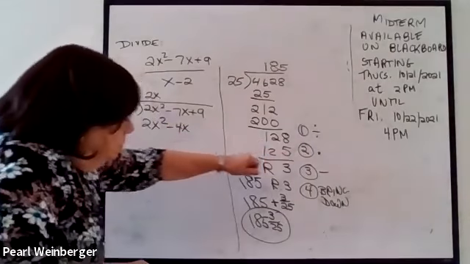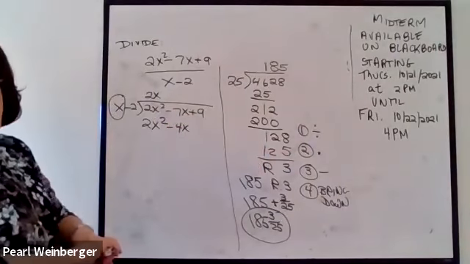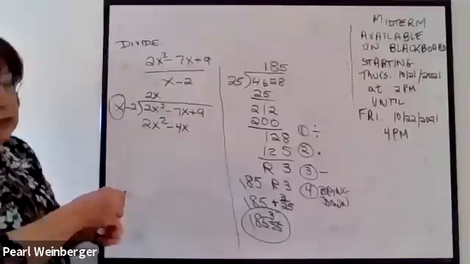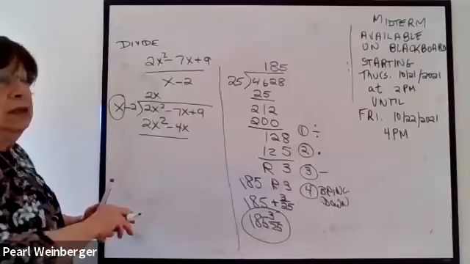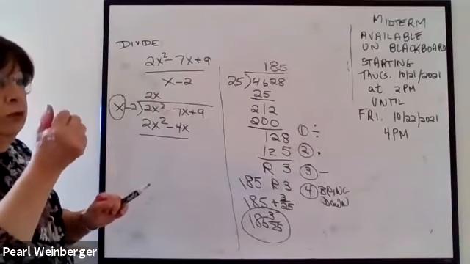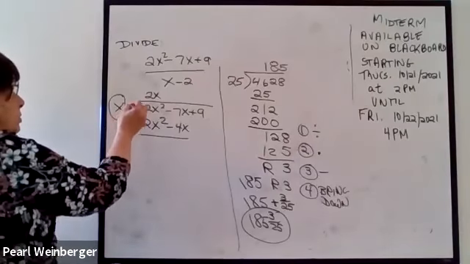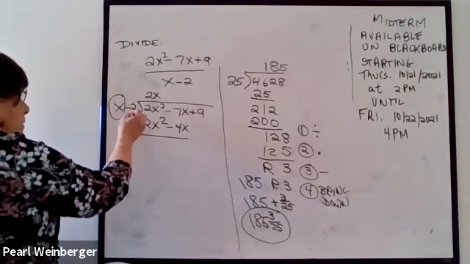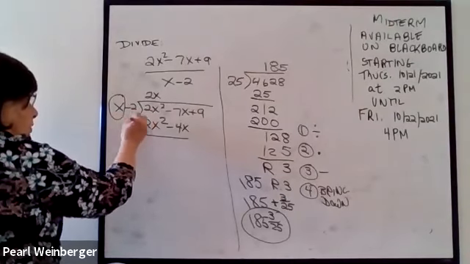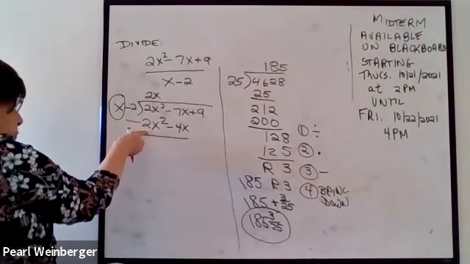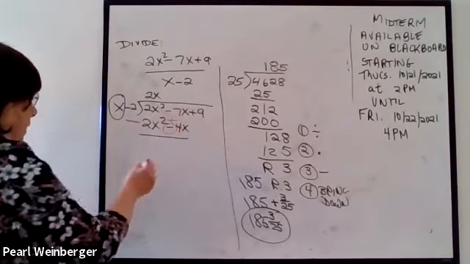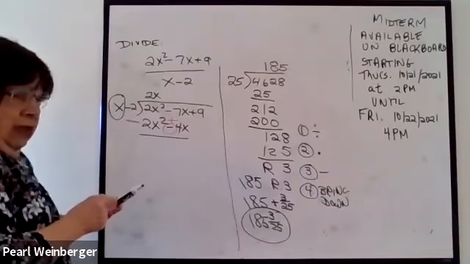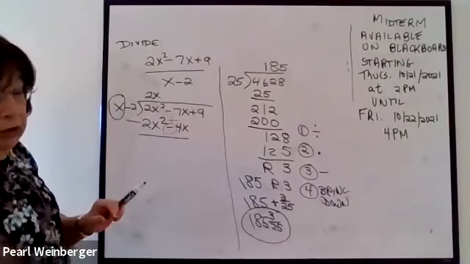Okay, so we did the multiplication, so the next step is to subtract. Now I'm going to do subtraction the way we've done it with polynomials. One of the ways to do subtraction is to change your sign. This is going to become a negative because it was originally a positive 2x squared, and this negative is going to become a positive.